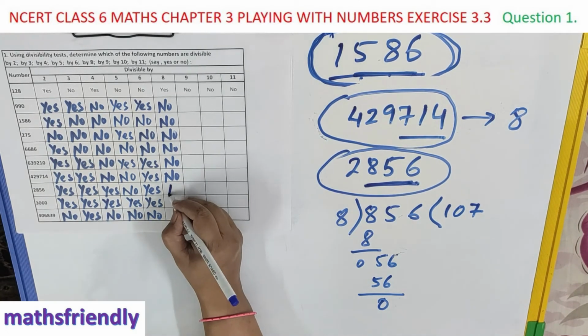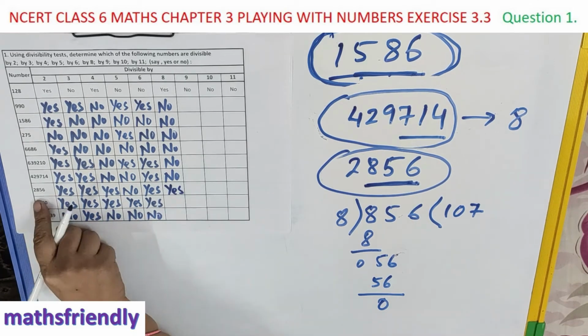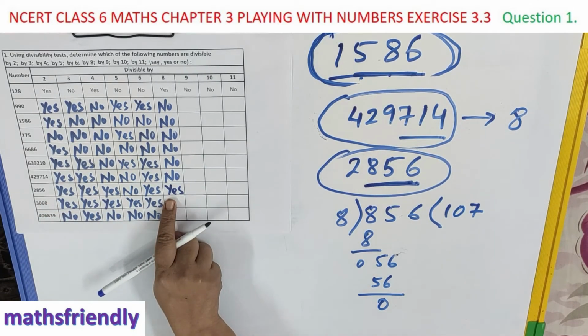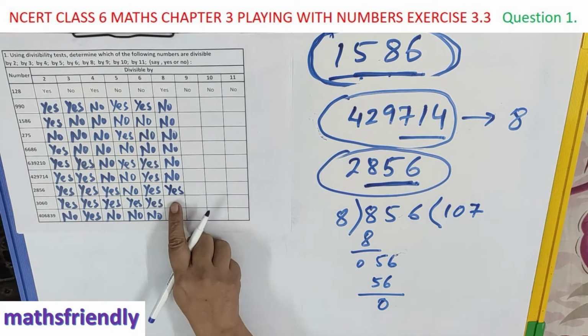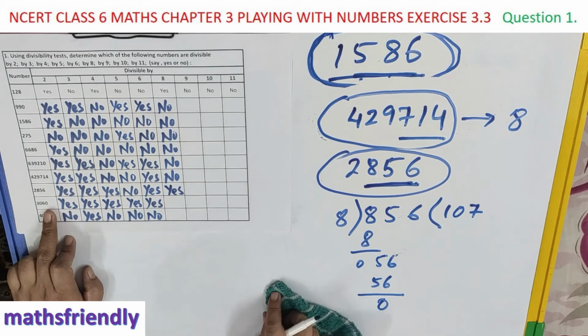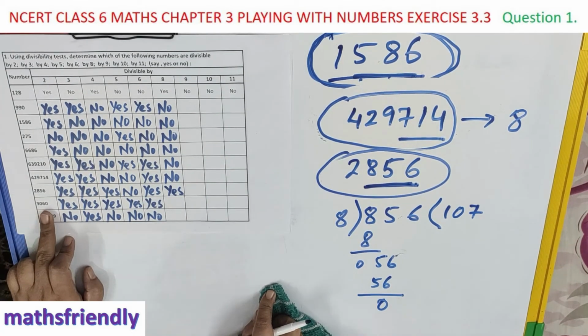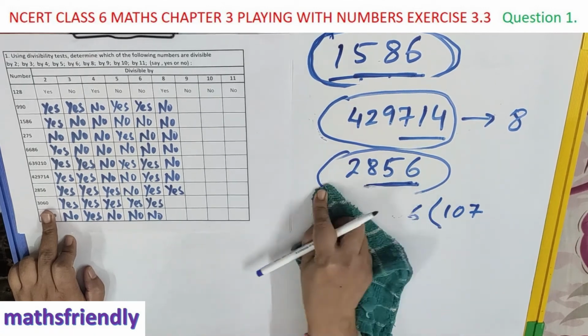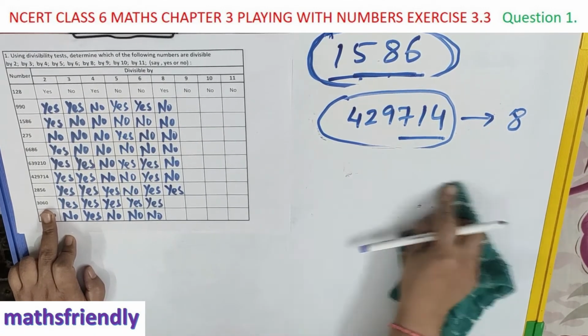Understood? So what we will write? Yes, this number is divisible by 8. So we have written it. Yes. Now what is the next number? The next number is 3060.